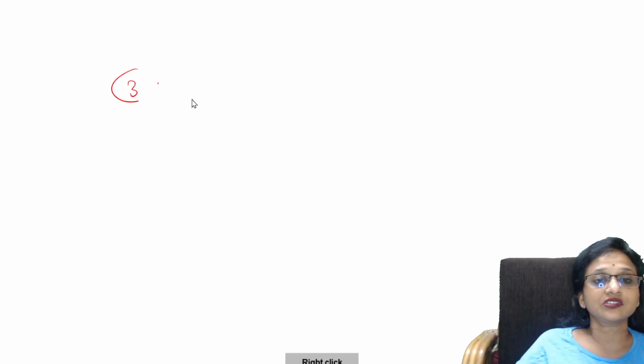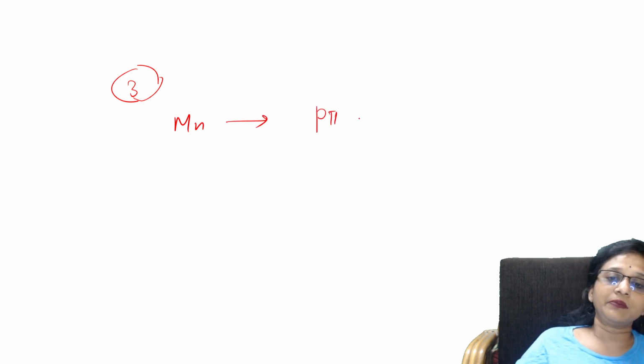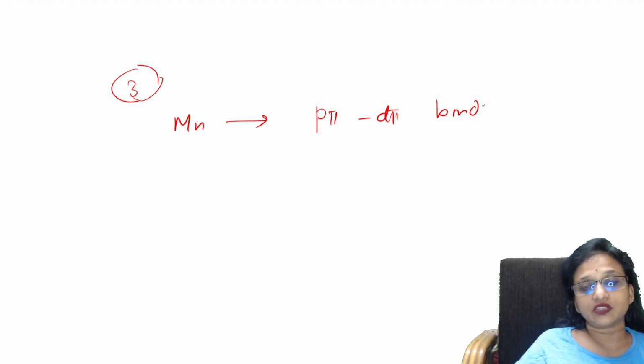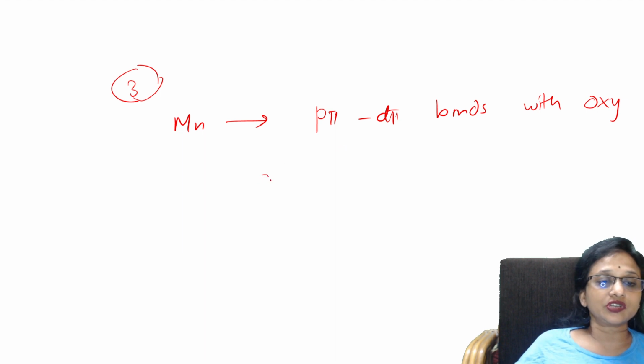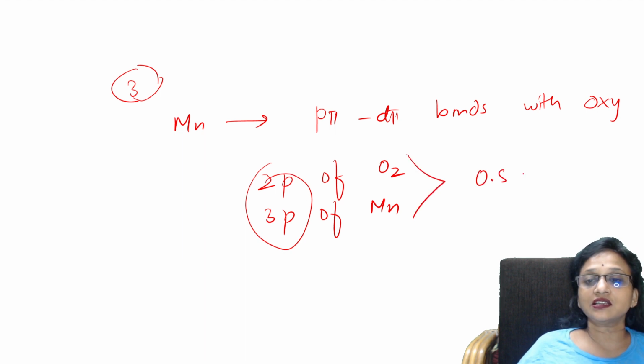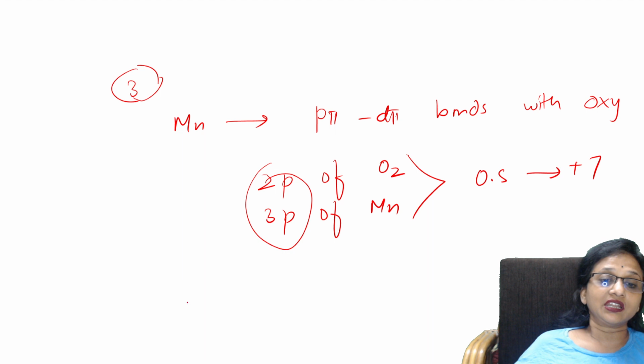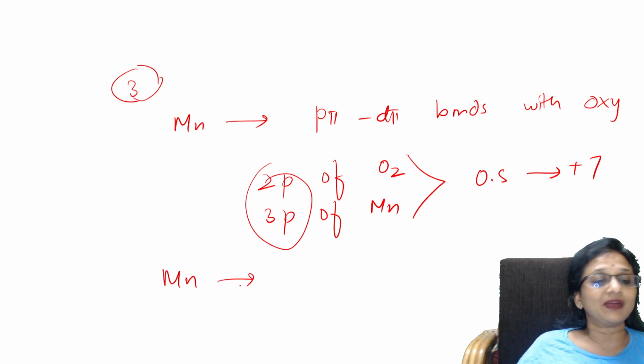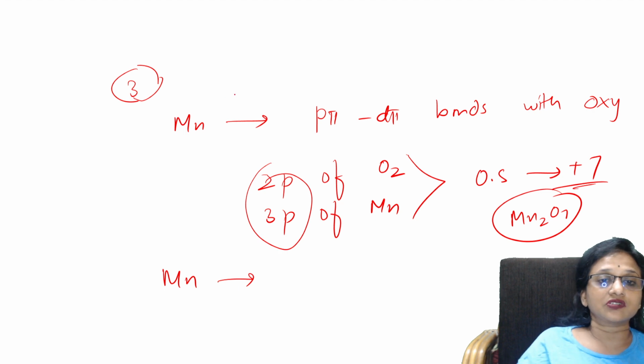Third reason, remember students, first of all, manganese can form which type of bonding? It can form p pi d pi bonds, correct? With oxygen. Okay, done. So now what will happen? It is going to use 2p orbitals of oxygen and 3d orbitals of manganese. Both it is going to use. Because of this, it can show its oxidation state up to +7 when combining with oxygen. That's why, because of this +7, it is showing Mn2O7. Perfect. This is with oxygen.